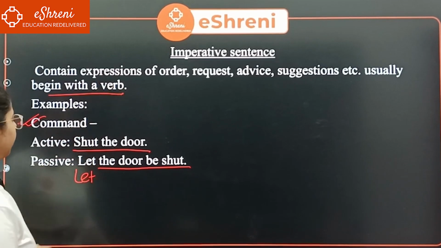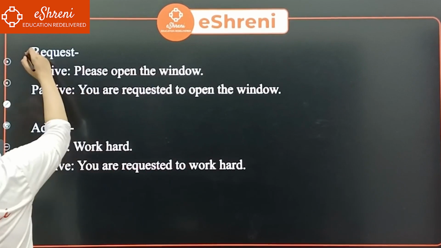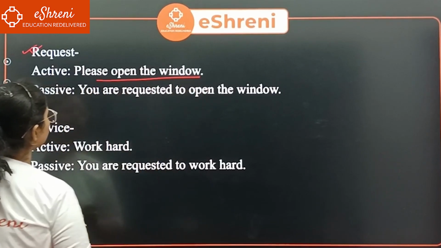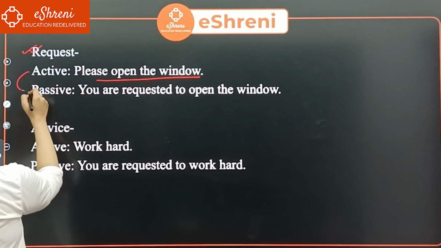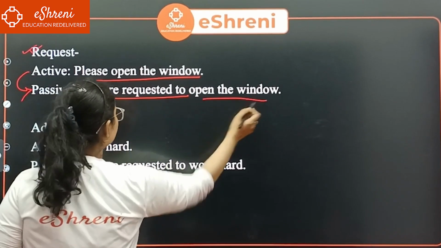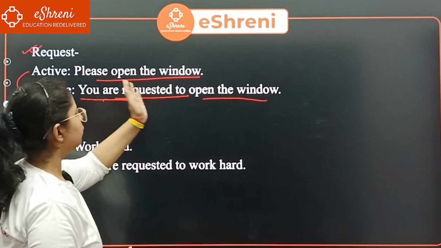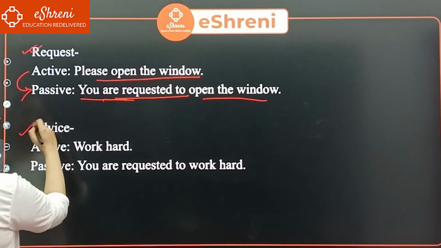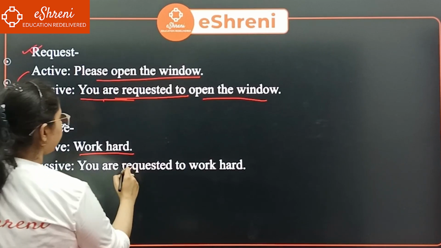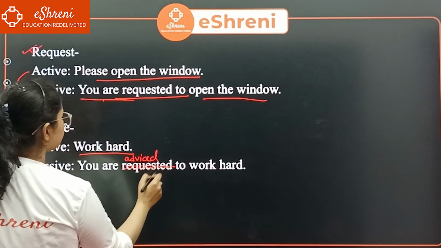Here, imperative always uses let, you will have to use let. Next, request. How do the requests we make change? Please open the window. When we make open the window passive, then you have to write you are requested to open the window. So this part is always constant, this always remains the same, to open the window. Next, advice. So advice, work hard. Then you are advised to, actually not requested, you are advised to work hard.